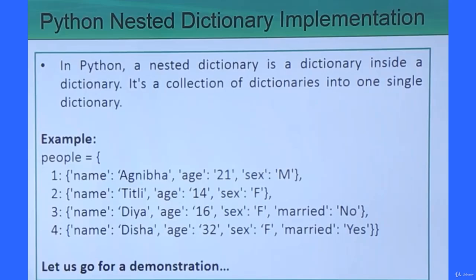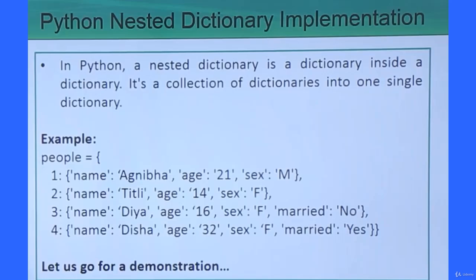Name Agnivo, age 21, sex M, and here we have name Titli, age 14, sex F. We have name Dia, age 16, sex F, married no. We have name Disha, age 32, sex F, and married yes. So now you see this is a dictionary, and this is the outer dictionary we have. That's why it is called a nested dictionary.